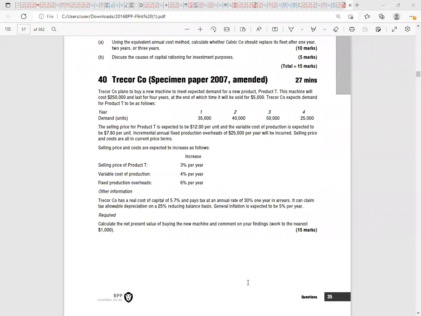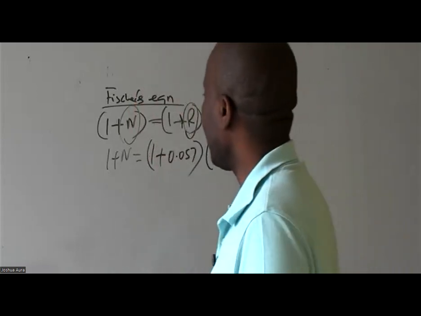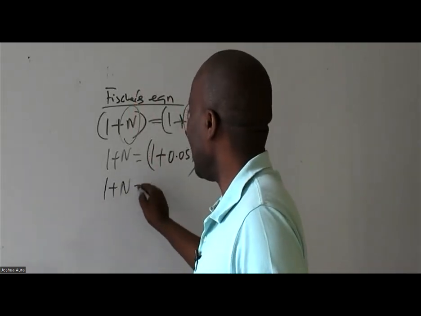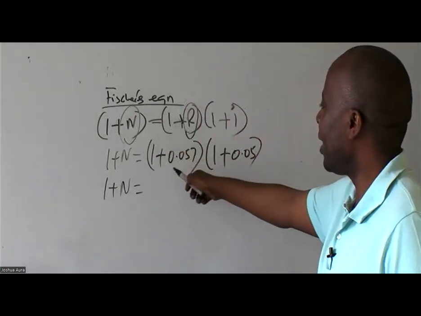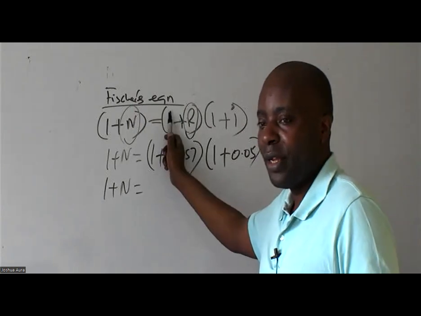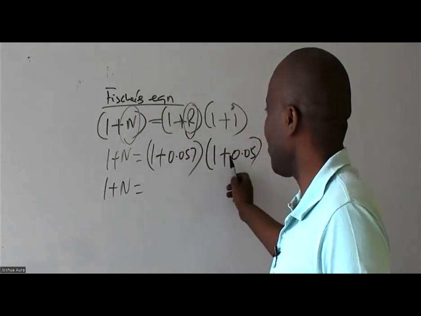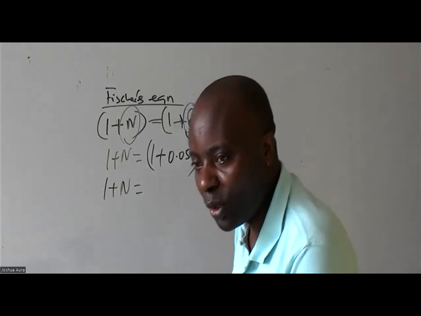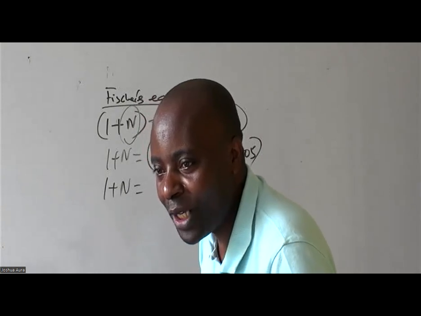So I would want somebody in this case to come and give me this figure. 1 plus n. When you multiply, take the bracket, abracadabra, we are overcoming. So it is open bracket 1 plus this, close, times open bracket 1 plus this, close. So what are we getting there?